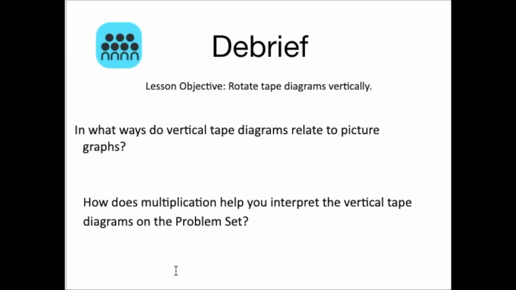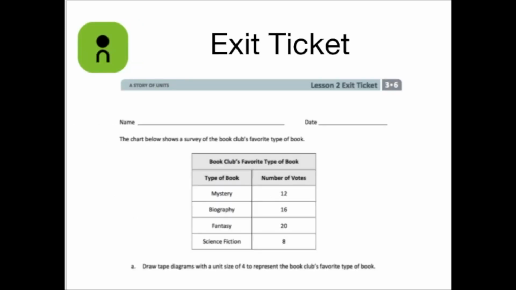Okay, we're going to go along to our exit ticket portion. The chart below shows a survey of the book club's favorite type of book. Let's take a look at this chart. The chart's name is book club's favorite type of book. On the left here we have type of book: mysteries, biography, fantasy, and science fiction. The number of votes: for mystery, we have 12 votes. For biography, we have 16 votes. For fantasy, we have 20 votes. And for science fiction, we have 8 votes.